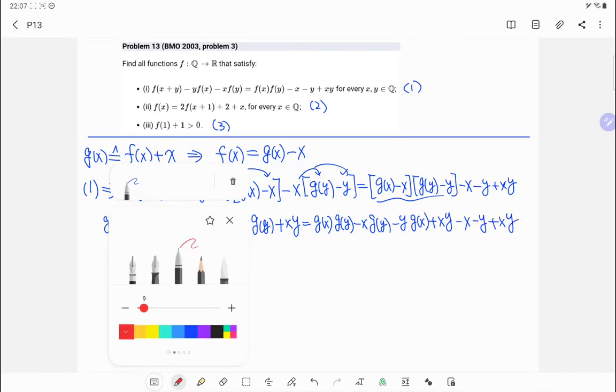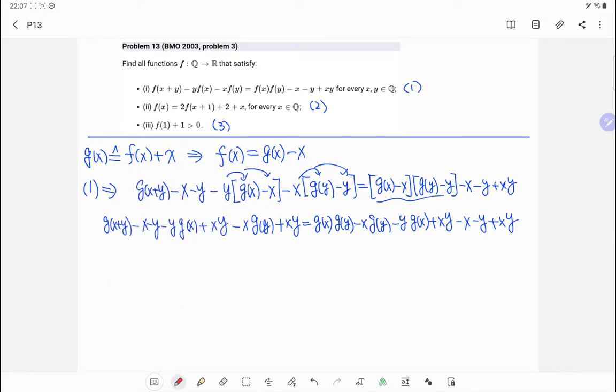So now we can see that many of the terms can be cancelled. We have minus x minus y on both sides, they can be cancelled. And y times g(x) and y times g(x) can be cancelled. Then we have xy, xy on the left side, and xy, xy on the right side. Also, we can cancel out x times g(y), x times g(y). Most of the things can be cancelled, so the remaining terms are only g(x+y) = g(x) times g(y).